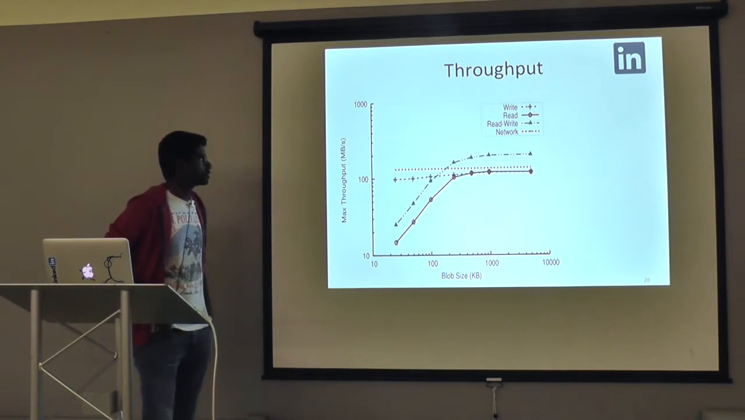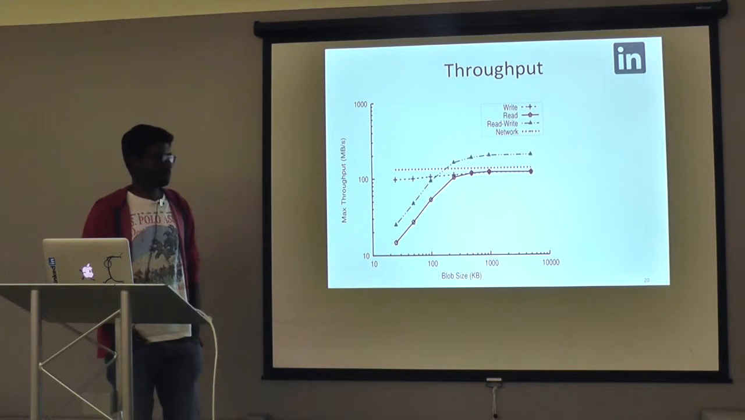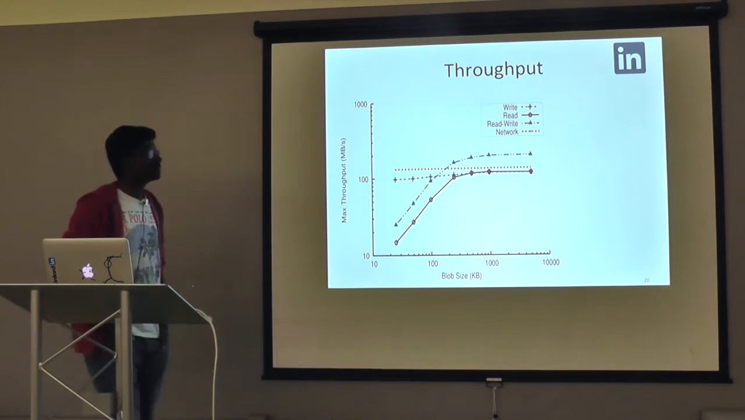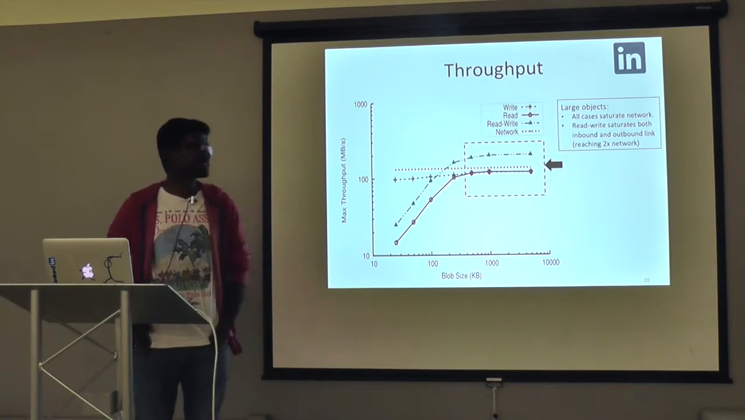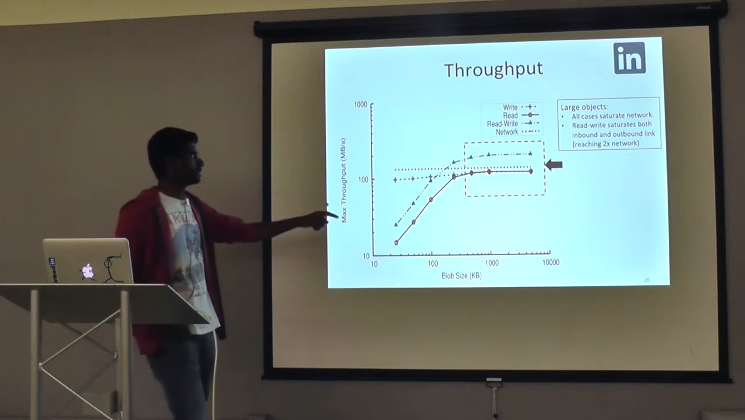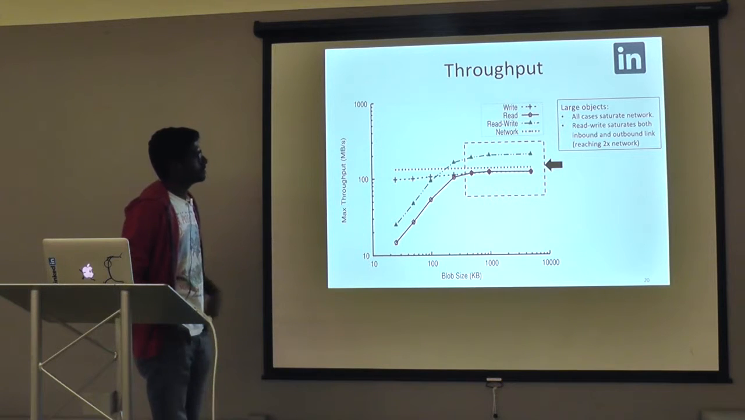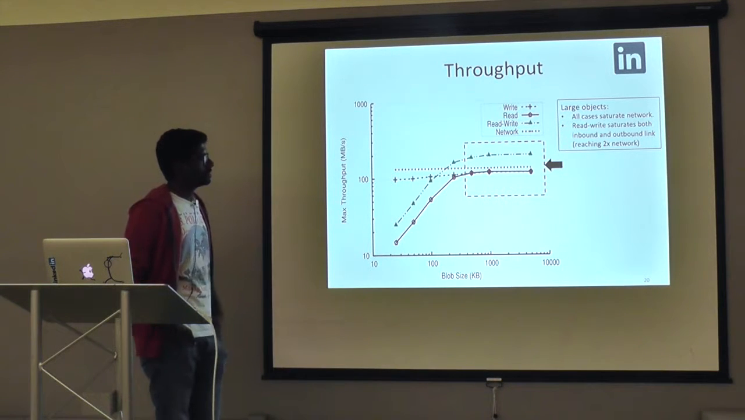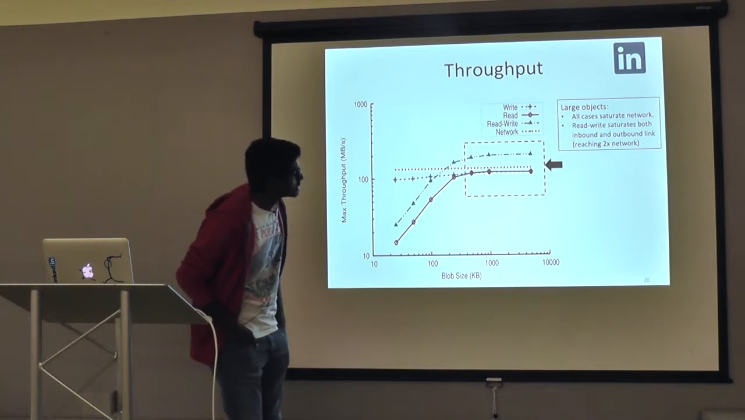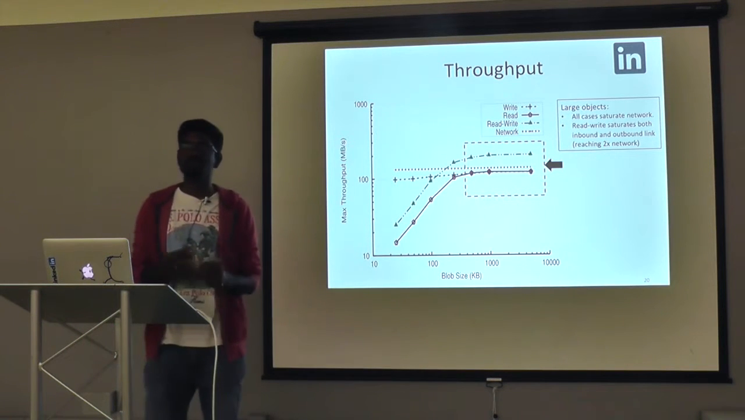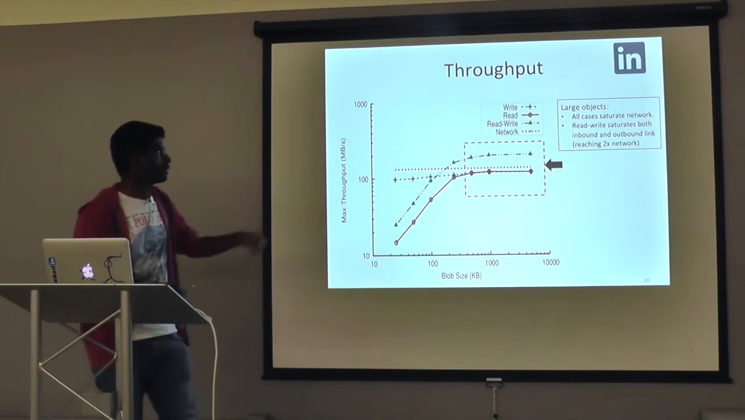So this is a graph showing how the throughput of Ambry looks. The X-axis is the block size gradually increasing, and the Y-axis is the throughput in megabytes per second. As you can see, for large blocks, we pretty much saturate the network. The orange dotted line here is the network bandwidth. For the read and write use cases, we pretty much saturate the network. For read-write, we saturate both the inbound and outbound link, and that's why you see the 2x in network bandwidth.